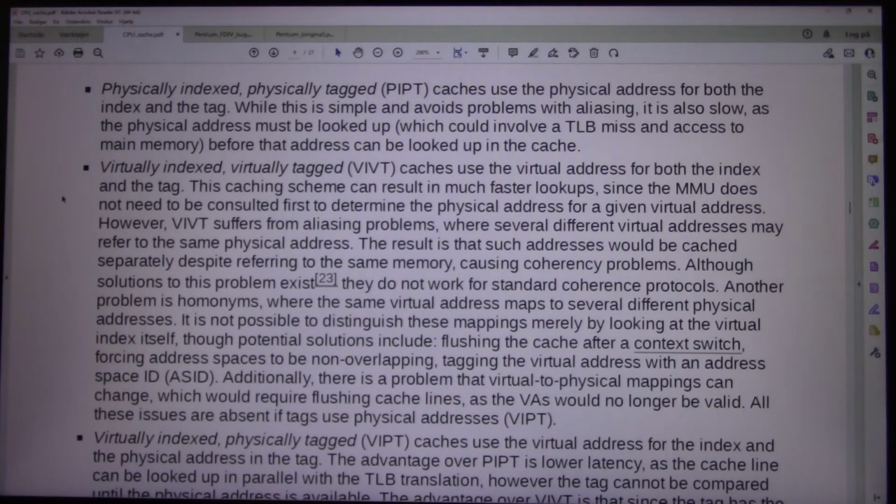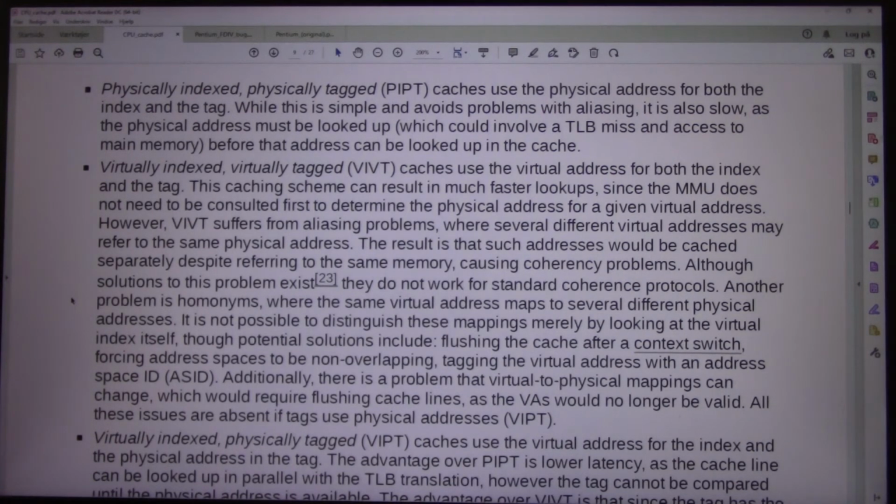This caching scheme can result in much faster lookups, since the MMU does not need to be consulted first to determine the physical address for a given virtual address. However, VIVT suffers from aliasing problems, where several different virtual addresses may refer to the same physical address. The result is that such addresses would be cached separately despite referring to the same memory, causing coherency problems. Although solutions to this problem exist, they do not work for standard coherence protocols.